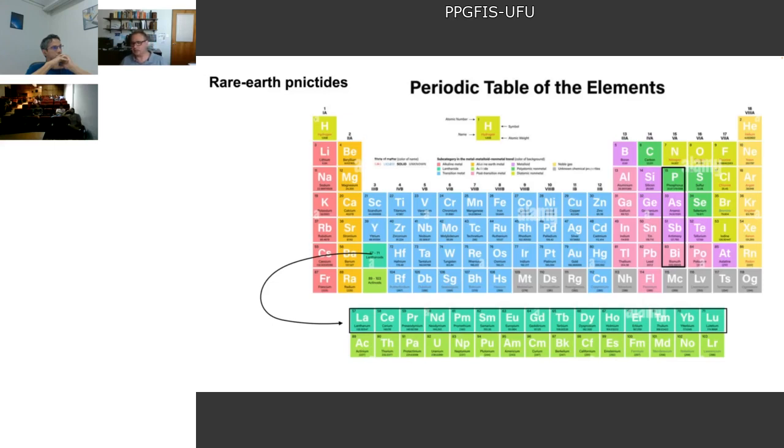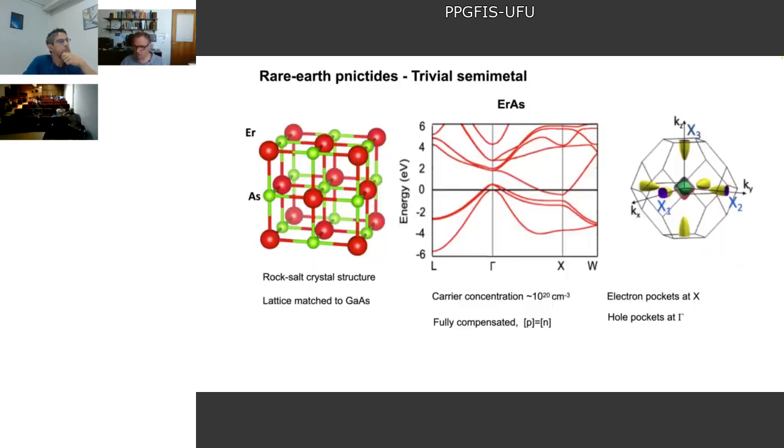The pnictides are column 5 here on the left. I was not sure if nitrogen is called a pnictide, but phosphorus, arsenic, antimony, and bismuth are part of this family. So we are looking at very simple compounds formed by these two sets of elements.